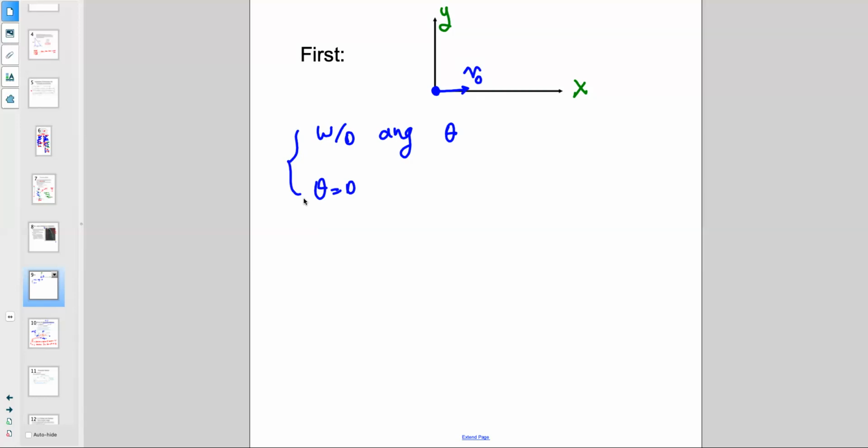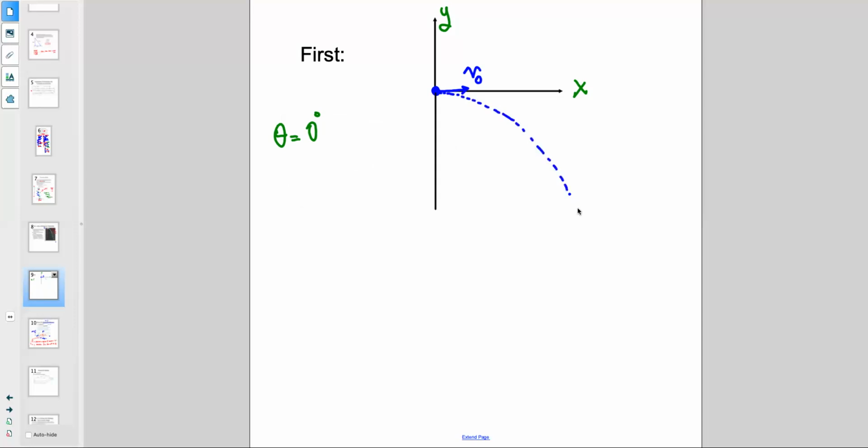Okay, so if I wanted to write it a little bit more clearly, theta, or the angle, is 0 degrees. That means I can extend my y direction a little bit and kind of try to project that. So it starts with a velocity, and it moves like this. All right, moves there, and there, and there.